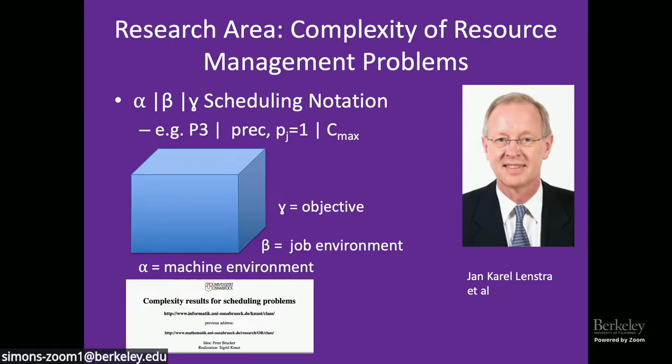Here's another research area. There was algorithmic research on resource management, and Jan Karel Lenstra and others tried to bring some organization to these types of problems. They introduced this alpha-beta-gamma scheduling notation, essentially a three-dimensional table, to describe a problem that falls within this area. So this is an example of such a problem, and the size of this table is much too big to explicitly show you, but there's a whole website where you can enter alpha, beta, and gamma, and it'll tell you what's known for that table entry.